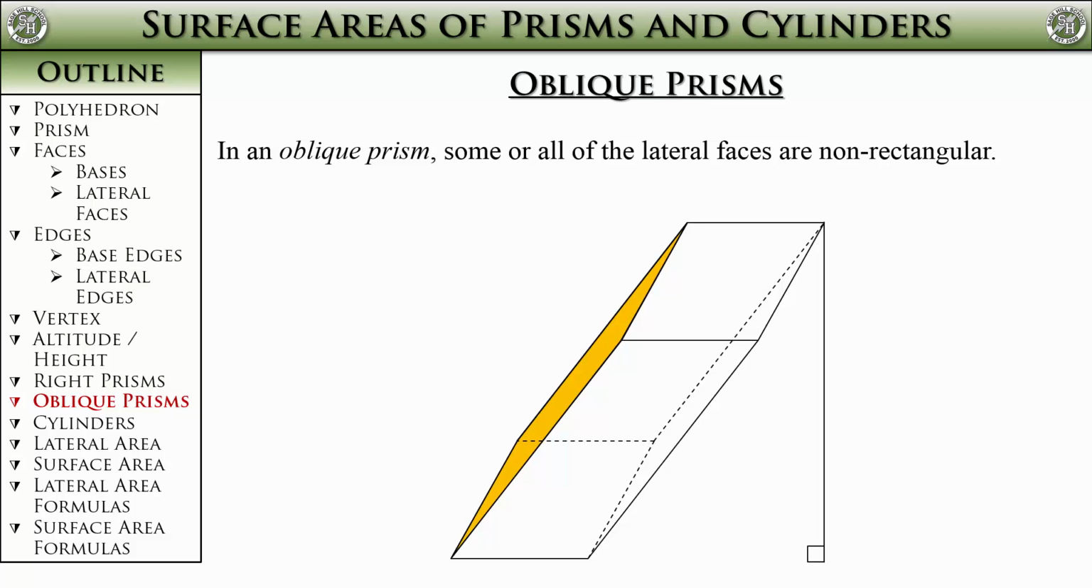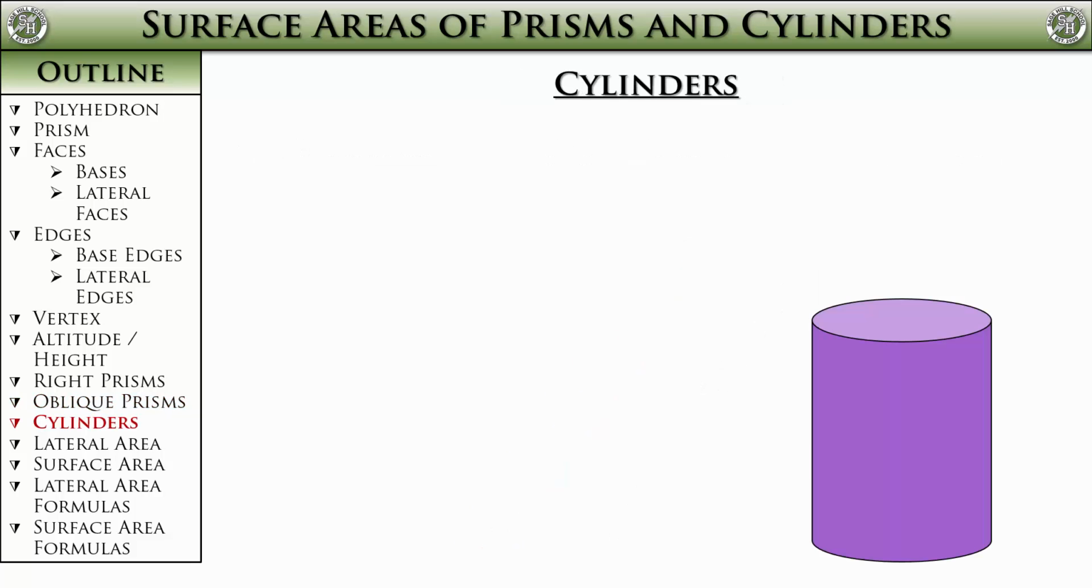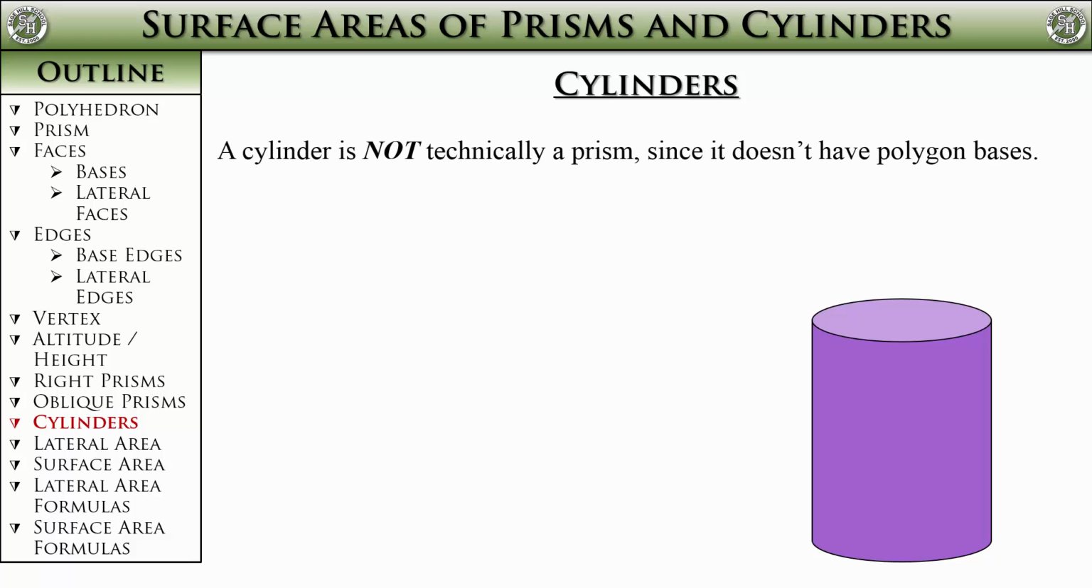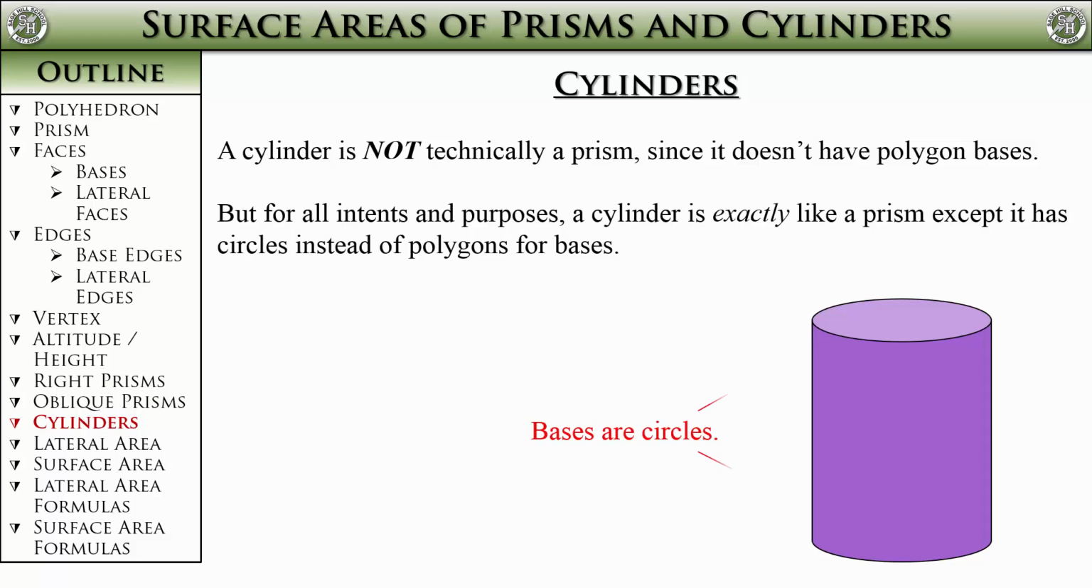Right prisms are far more practical and common. In fact, this is one of the few things that you can assume in this class. If we tell you something is an octagonal prism, for example, you can assume it is a right prism. Now we get to cylinders like the purple one here. A cylinder is not technically a prism since it doesn't have polygon bases. But for all intents and purposes, a cylinder is exactly like a prism, except it has circles instead of polygons for bases. The altitudes and heights are the same.